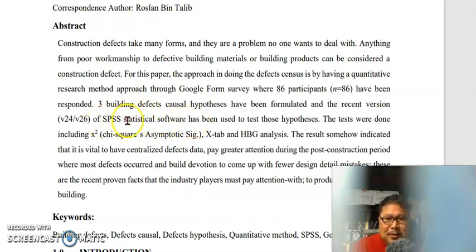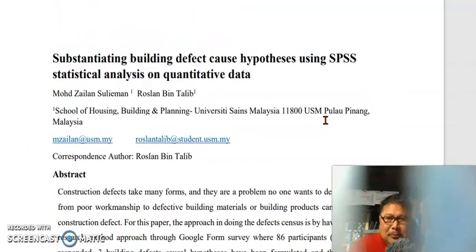Using statistics software or analysis to prove the hypothesis that you formulate is very important for any research topic. For this one here, we are trying to prove that it requires statistical analysis to prove your hypothesis theory, especially on my topic here on building defects.